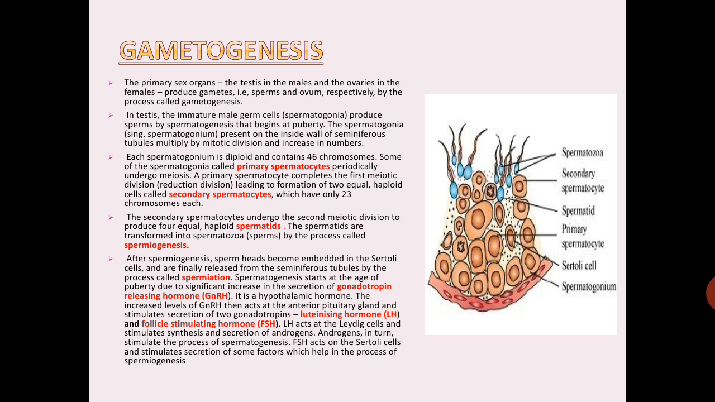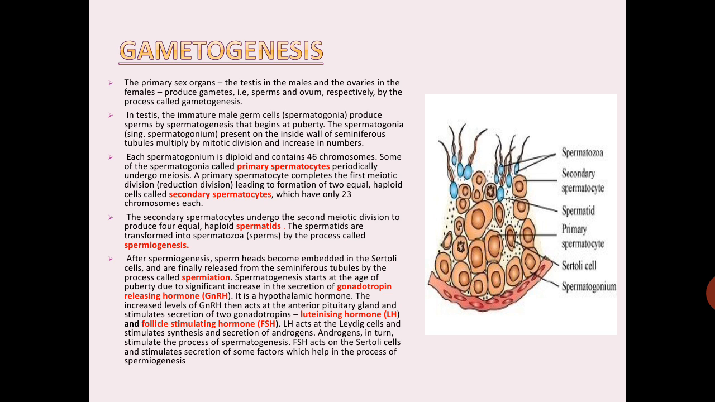In the testis, the immature male germ cells, spermatogonia, produce sperms by spermatogenesis that begins at puberty. So at puberty, the male germ cells present in the testis undergo division to produce sperm, that is, the process of spermatogenesis. The spermatogonia present on the inside wall of seminiferous tubules multiply by mitotic division and increase in number.